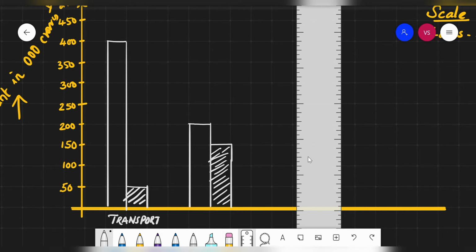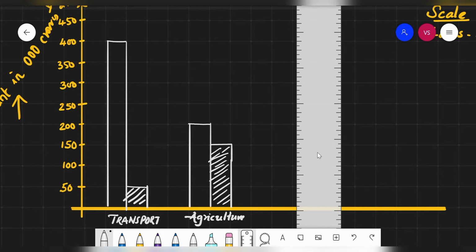Okay. This is what, students? This is for agriculture. I'll write it here. Agriculture. Then I'll leave two more lines and then I'll go for education.